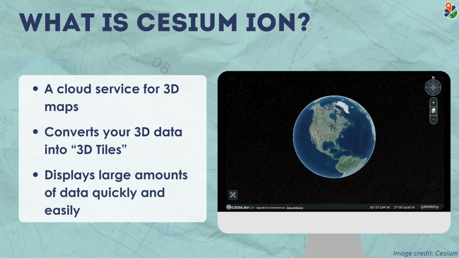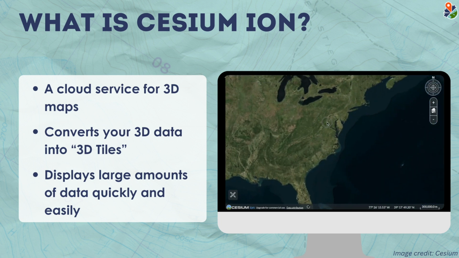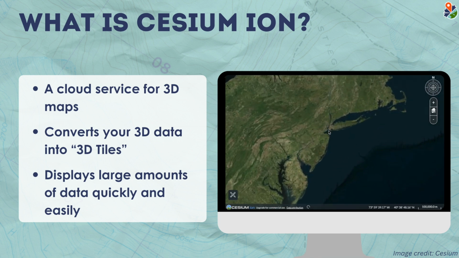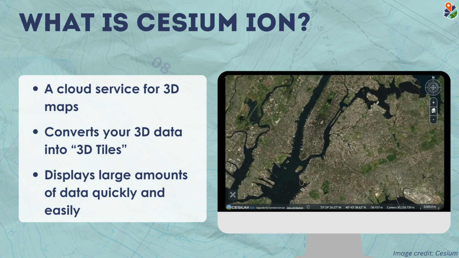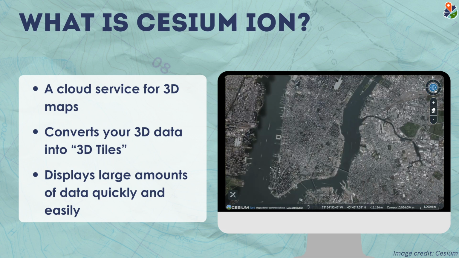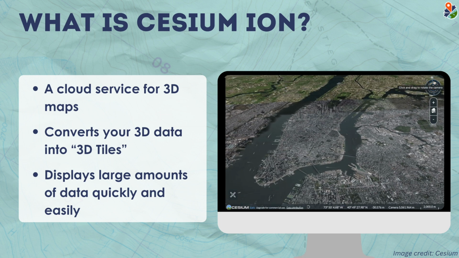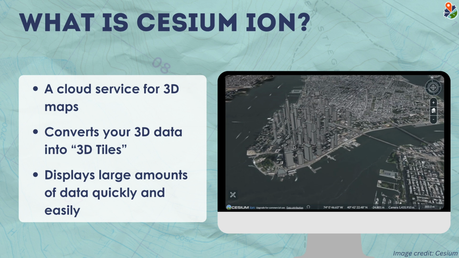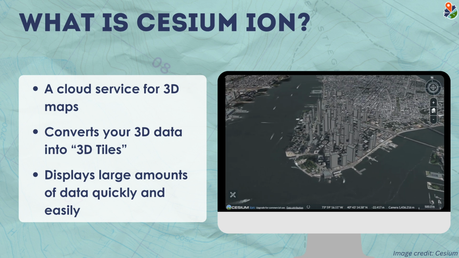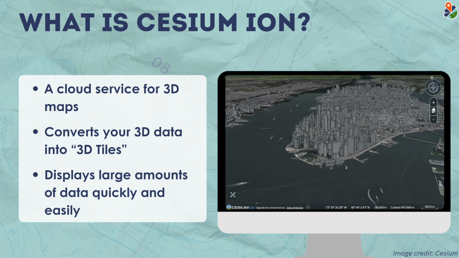Cesium is a cloud-based platform that makes it easy to upload, process, and visualize massive 3D geospatial datasets like buildings and terrain right in your web browser. It converts raw 3D data into an efficient format called 3D tiles, allowing you to stream and interact with large-scale maps without needing a high-powered computer. Whether you're studying urban planning, environmental science, or game design, Cesium helps you bring geospatial data to life in an interactive and accessible way.